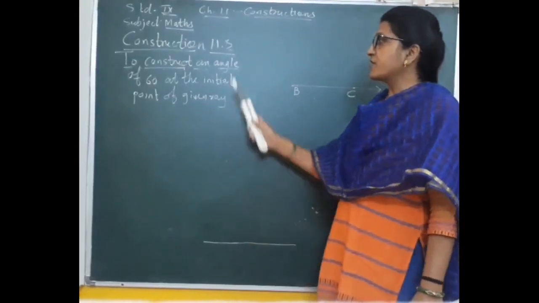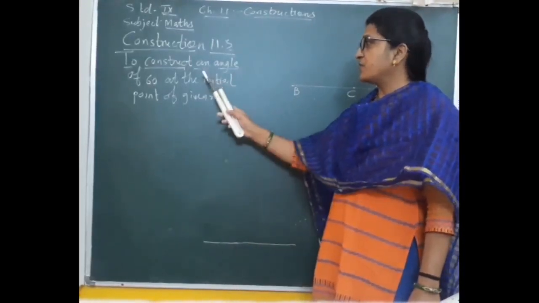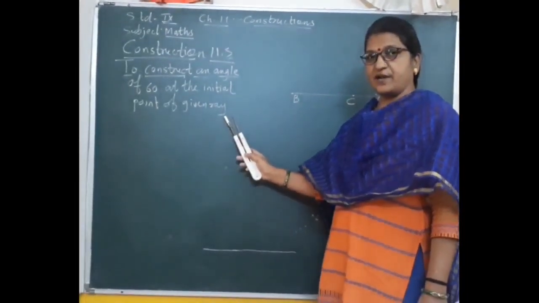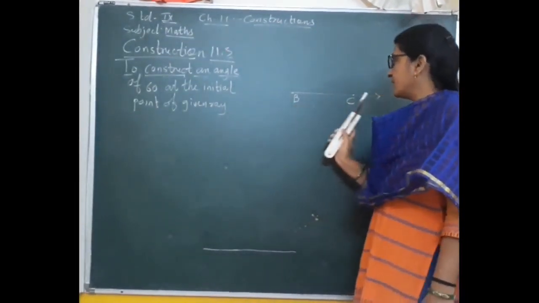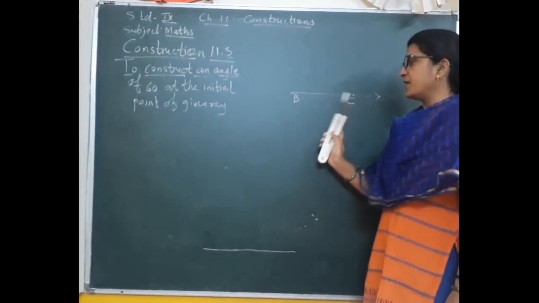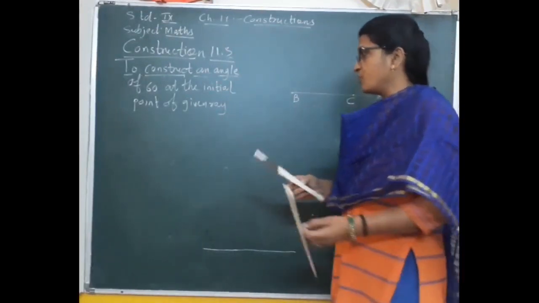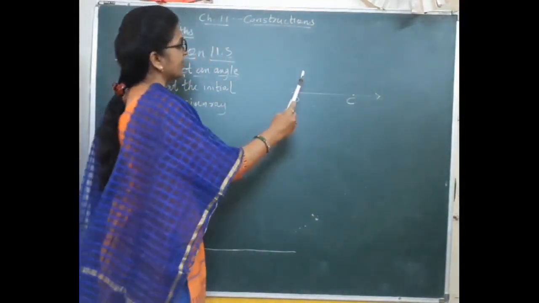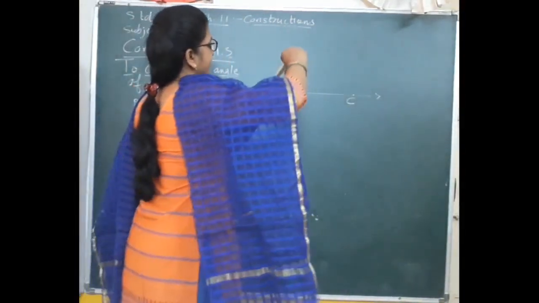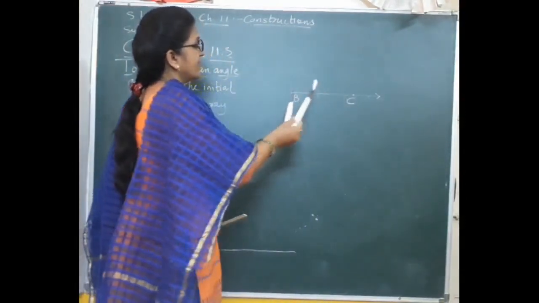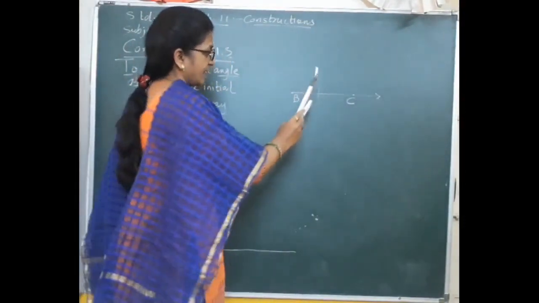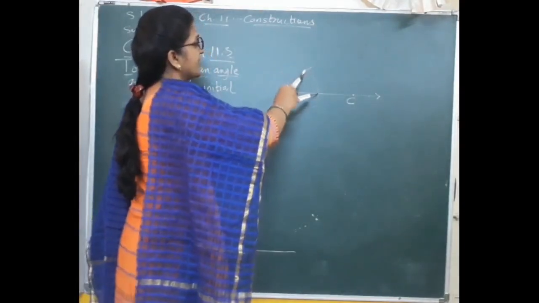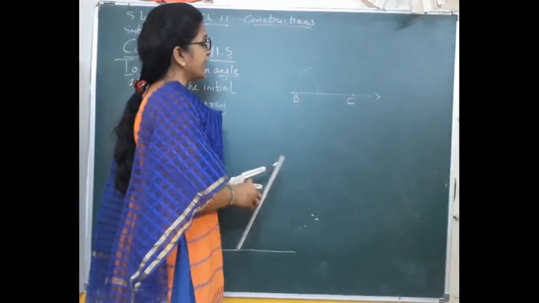Now next is construction 11.3, that means to construct an angle of 60 degrees at the initial point of a given ray. Let BC be the given ray. B is the initial point. Now with any arbitrary radius, draw an arc. Don't change the radius, keep it the same, and draw another arc which will intersect the previous arc at point A.